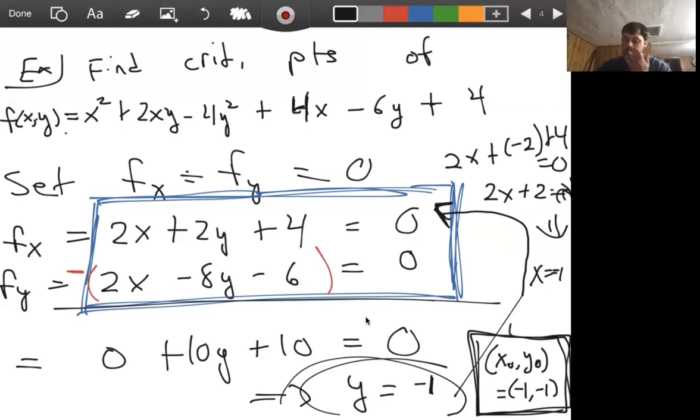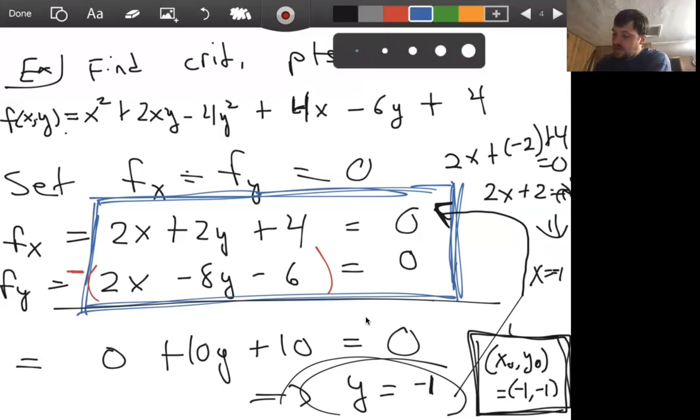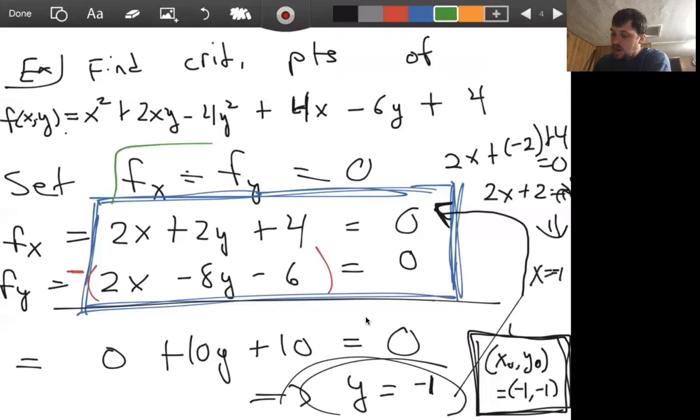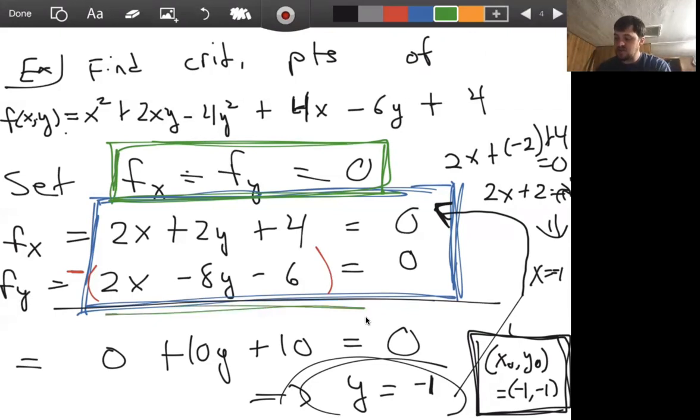And so this is how we find critical points in general. We set up a system of equations given by both partial derivatives equal to 0, and then we use linear algebra techniques or algebra techniques in general to find solutions of this system of equations. And in this case, we only had one.